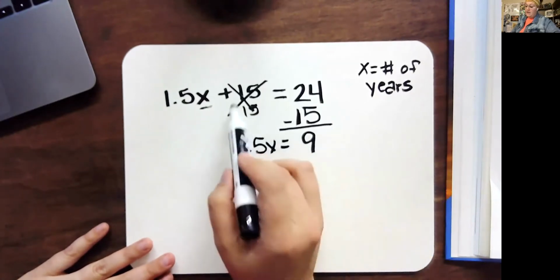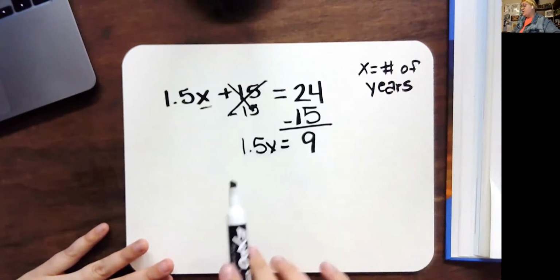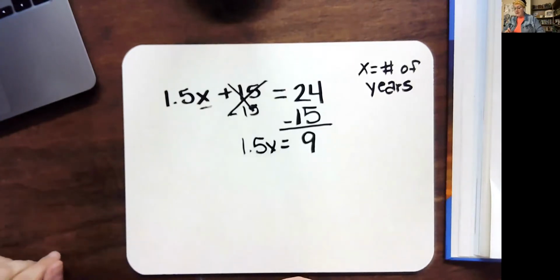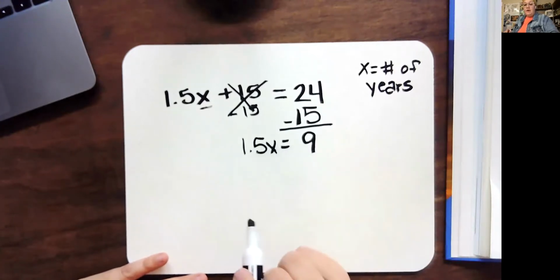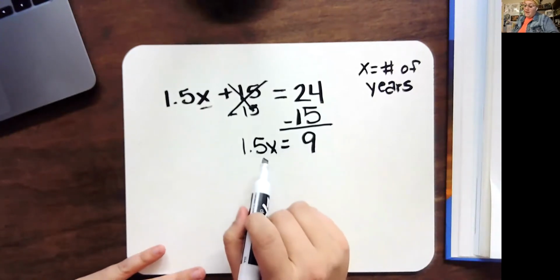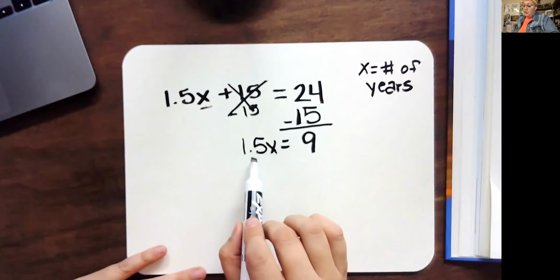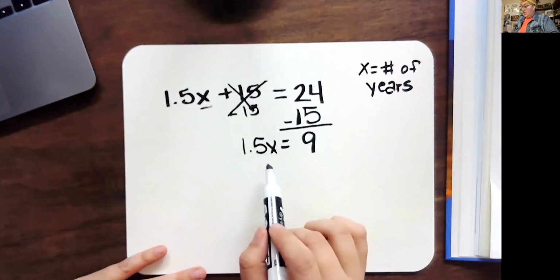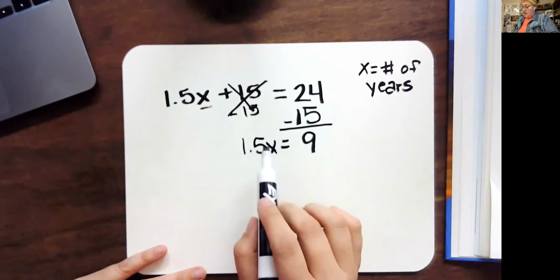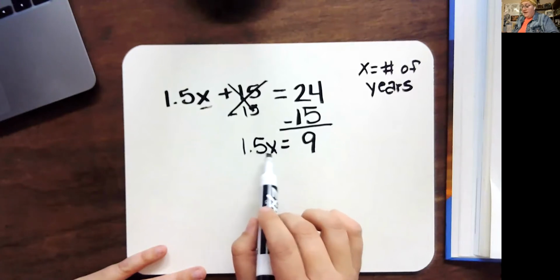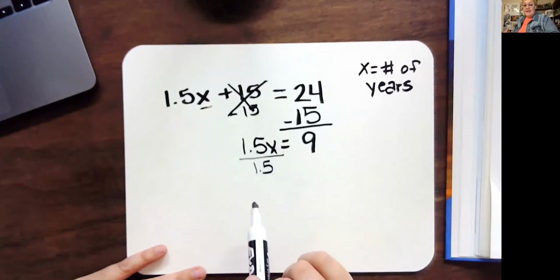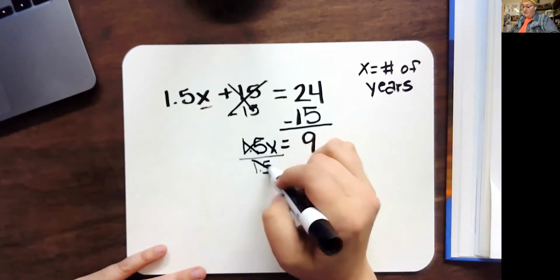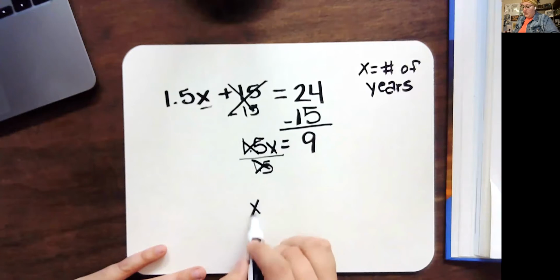So we've gotten rid of the 15. We've done the inverse operation and then done the same operation on the other side. Now we have 1.5x, and if you remember, when you have a number right before a variable, it always means that we're multiplying. The inverse operation of multiplication is division. So we're going to divide 1.5x by 1.5, and that's going to help us cancel out the 1.5. Then we still only have x over here. Now we've done our job. We've gotten rid of everything that has to do with x.